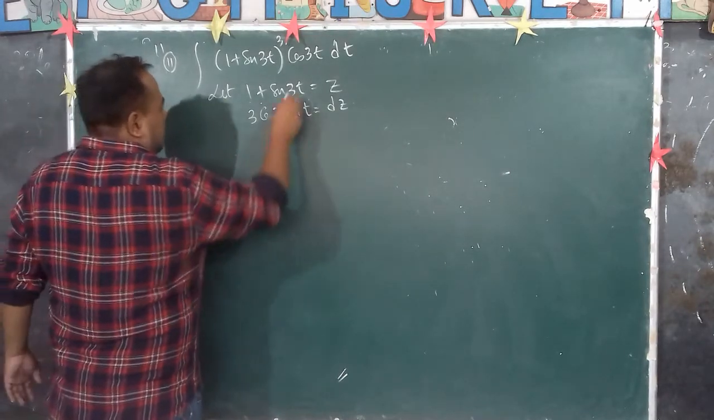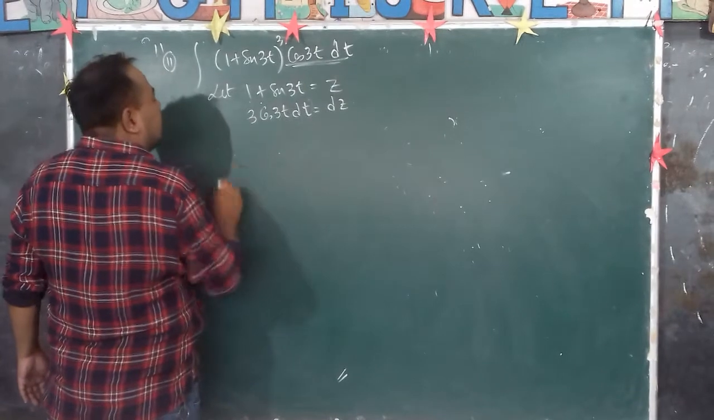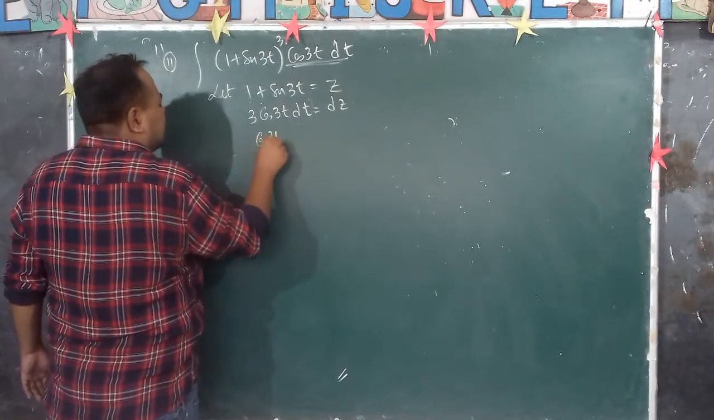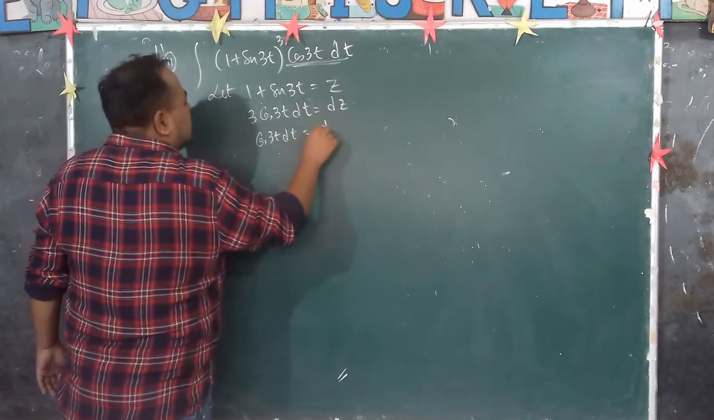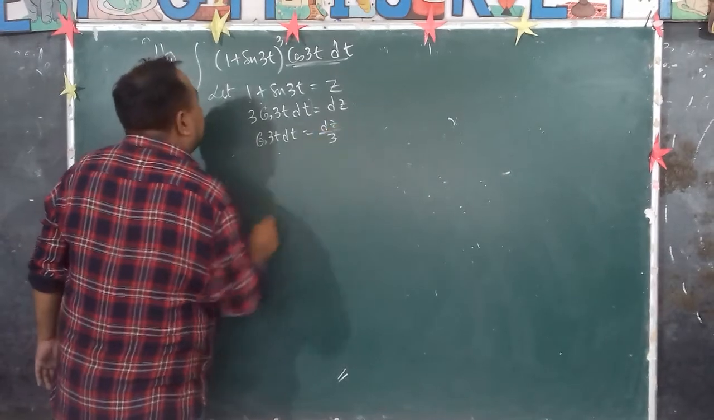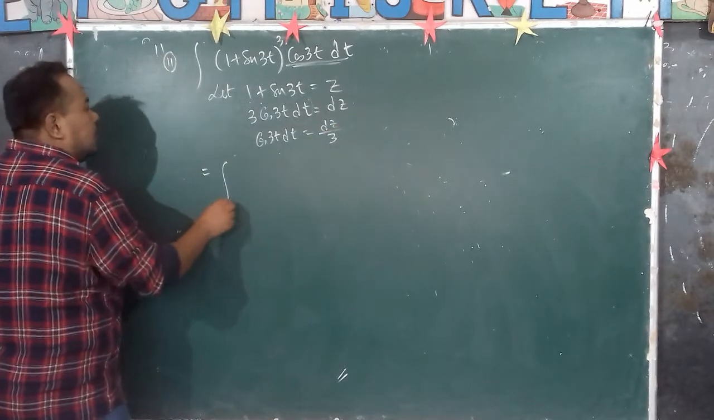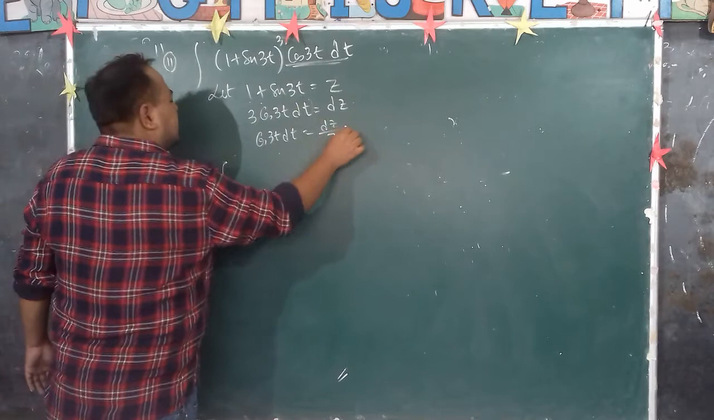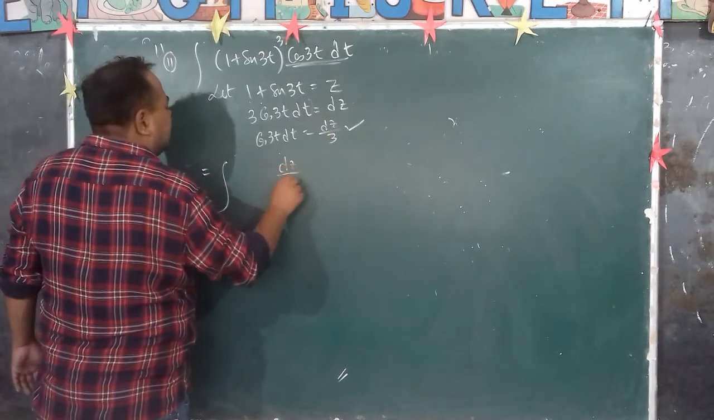So look at the question. Cos 3t dt is there. What is not there? 3 is not there. So cos 3t dt will be equal to dz divided by 3. Now put the value. So what is cos 3t dt? The last one, it is dz by 3.